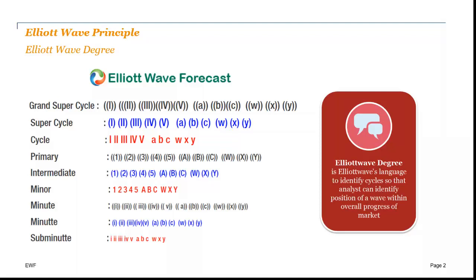Now, the difference between the different degrees is the way you label them. The grand supercycle, you can see, uses double brackets, capital letters, Roman numerals, and so on. Different degrees might have a different color, no bracket, one bracket, and so on. The purpose of those differentiations is to tell you what kind of degree we are talking about.